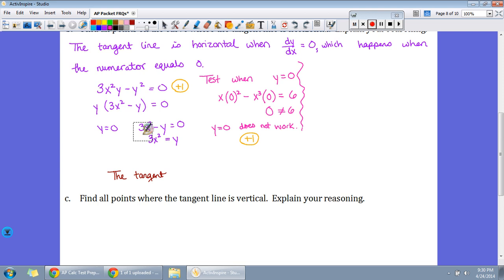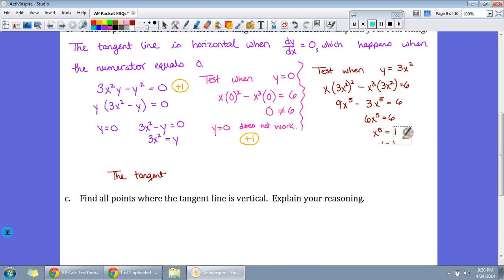Then for the third part, we're going to test when y equals 3x squared. So, again, we're going to use that original equation. We're going to have x times 3x squared squared minus x cubed times 3x squared equals 6. If you square this and distribute the x, we're going to get 9x to the 5th, and when you multiply these, you're going to get 9x to the 5th minus 3x to the 5th, so 6x to the 5th equals 6. x to the 5th equals 1. x equals 1. And when you plug in 1 into your y equals equation, you're going to get y equals 3. So the tangent line is horizontal at (1, 3). That is worth a point.